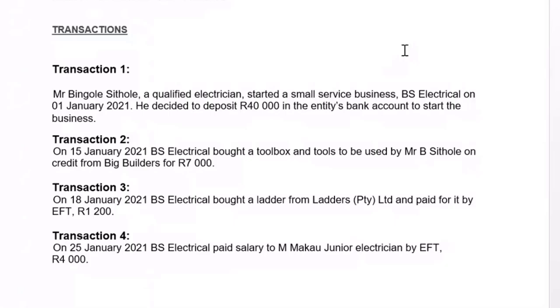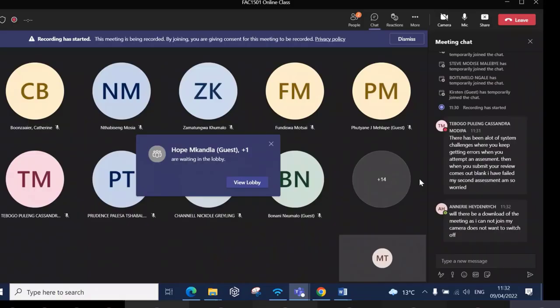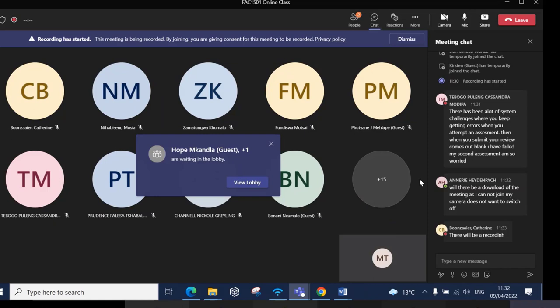Guys, you're going to go through this for transaction. This is a very, very interactive class whereby I will need you to participate. Yes, definitely, Annery, there will be recordings.